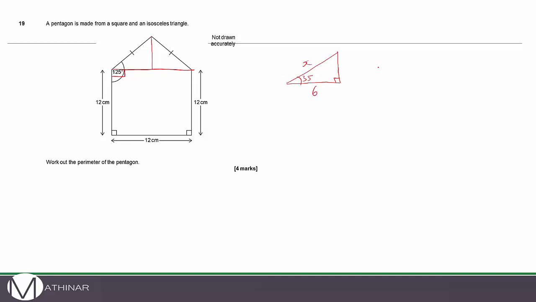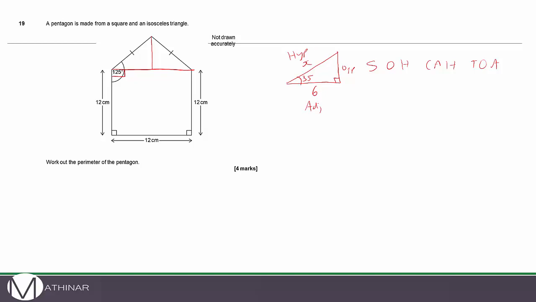And this is going to be basic trigonometry. So we need to figure out, is it sin, cos, or tan? SOHCAHTOA. So let's label our triangle. We have the hypotenuse here, we have the opposite here, and we have the adjacent here.